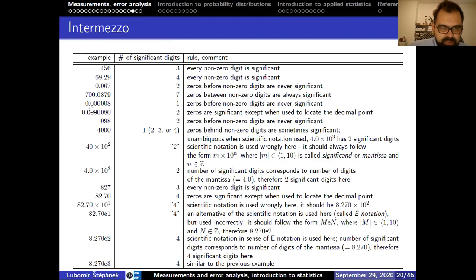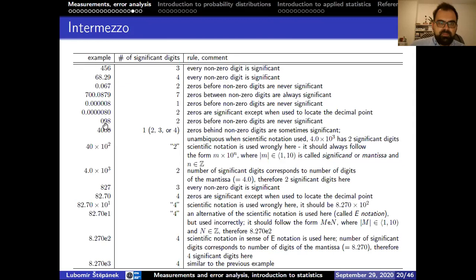0.000008, because the first 6 zeros are there only to locate the decimal separator. They are not considered significant, and there's only 1 significant digit. The last 8 is the only one significant here. 0.00080. Okay. Also, the leftmost 6 zeros are not significant, but the last 0 is significant. So 8 and the last 0 are significant, so there are 2 significant digits.